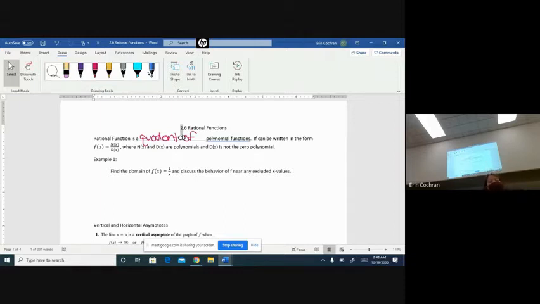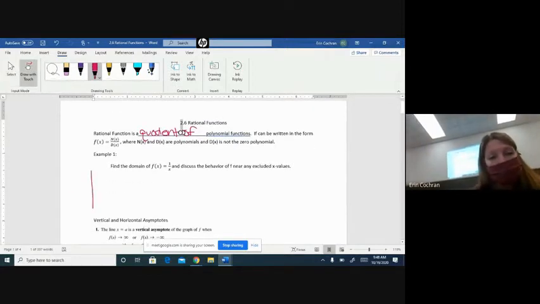Find the domain of f of x equals 1 over x and discuss the behavior of f near any excluded x values. So if I gave you the function 1 over x, what does that kind of look like if you graphed it? Do you remember back in Algebra 1, Algebra 2? What's the only number you can't have for x? 0, right? We cannot have a 0. So remember, this is where that graph approached, but never actually crossed it.